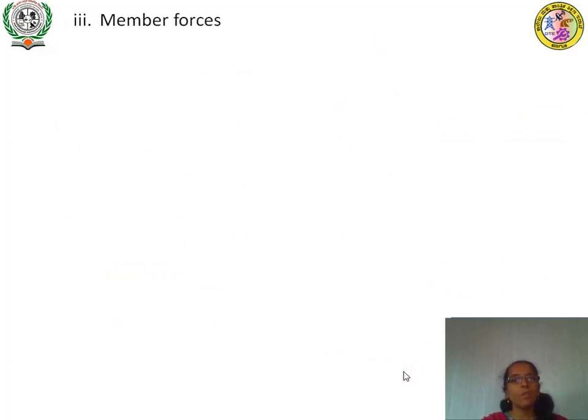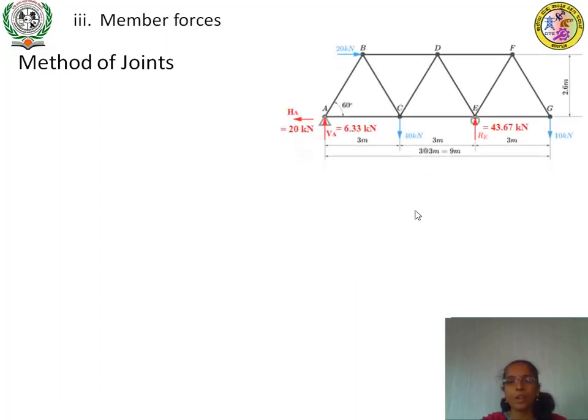So next we will move to find the member forces. By using method of joints, we'll first find the forces in all the members. Okay, so this is the given problem. While applying method of joints, what is the first condition? You have to select a joint in such a way that there are not more than 2 unknowns. The unknowns should not be more than 2. If you look into the figure, either you can select joint A or you can select joint G. You can proceed from any way.